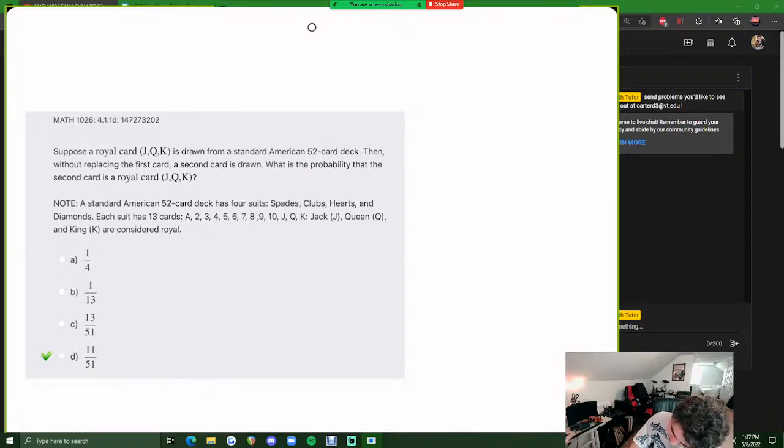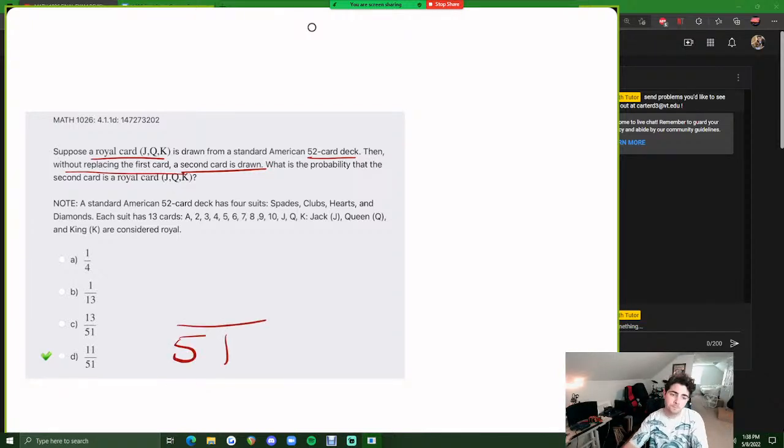So they tell us we have a 52 card deck, a standard deck, and you draw a royal card. So you draw a jack, queen, or king from 52 cards. And then without replacing the first card, so you have not put back the 1 card, you are drawing a second card from the remaining 51 cards. What's the probability that the second card is a jack, queen, or a king?